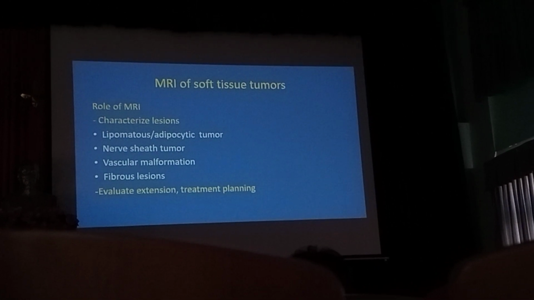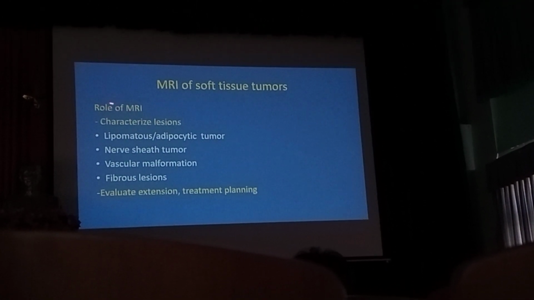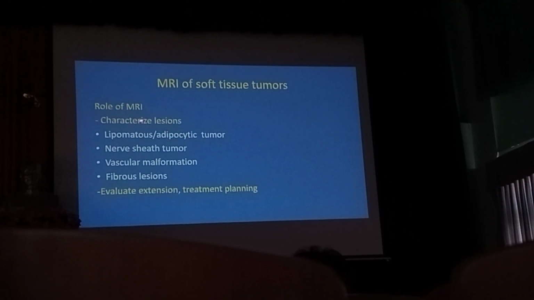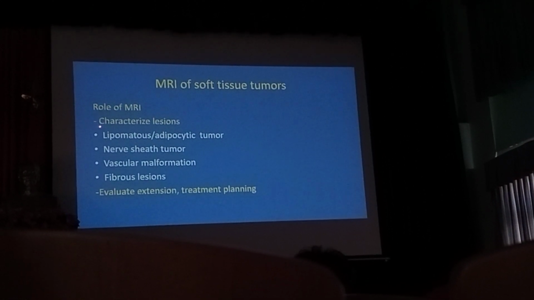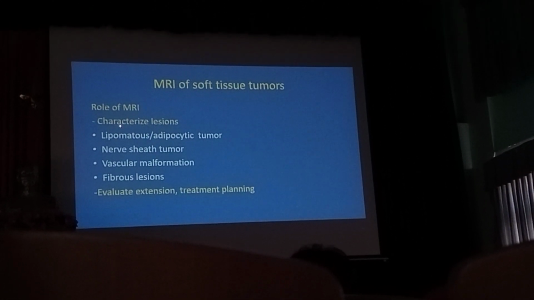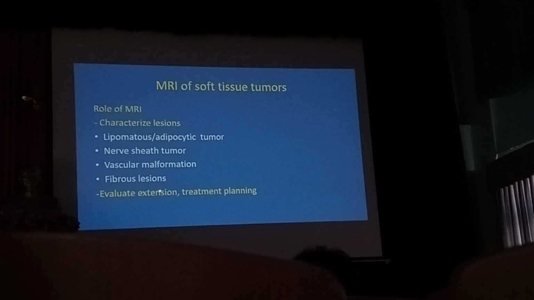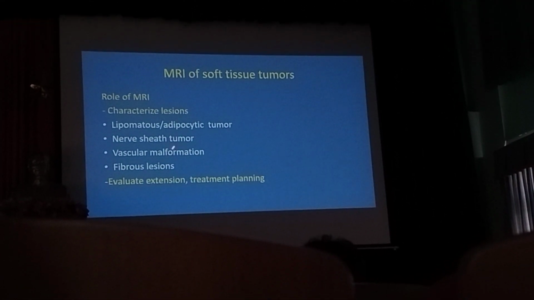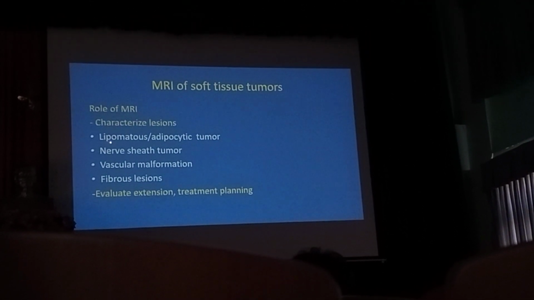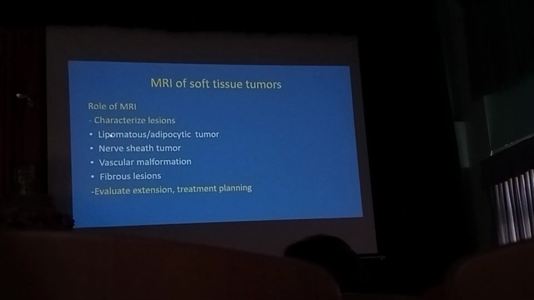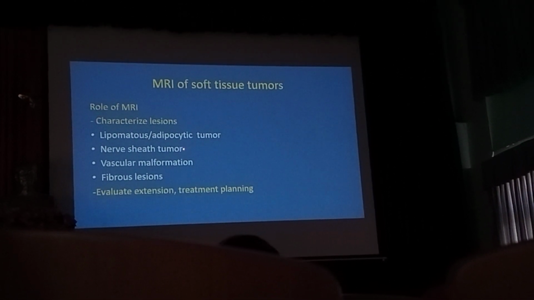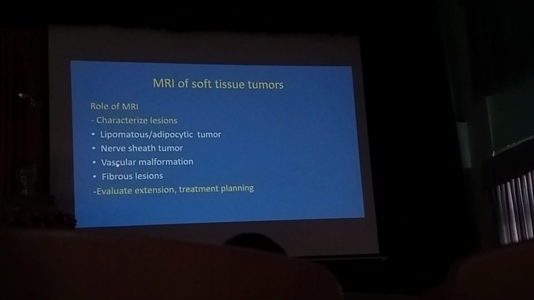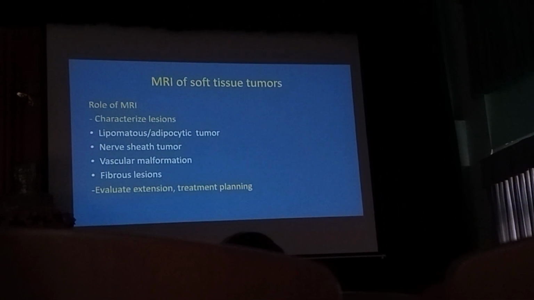Về cộng hưởng từ thì cộng hưởng từ có 2 cái chức năng vai trò chính. Thứ nhất là phân loại về tổn thương. Thì việc phân loại dựa vào tín hiệu cộng hưởng từ thì đôi khi nó rất là tương quan với giải phẫu bệnh của mình luôn. Và thứ hai là đánh giá cái mức độ lan rộng và lập kế hoạch điều trị. Thì có 4 cái tổn thương chính trên cộng hưởng từ mà chúng ta có thể phân biệt được, tức là các tổn thương liên quan đến mô mỡ, u thần kinh, dị dạng mạch máu và các u xơ.